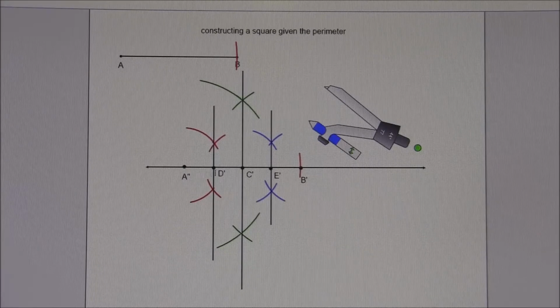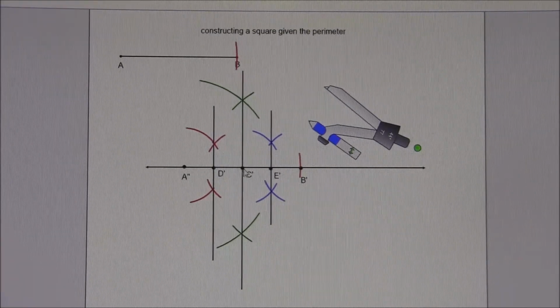A prime, D prime, bottom. D prime, C prime, right side. C prime, E prime, top. E prime, B prime, left side. So what we now have to do, since we're going to construct it, I'm going to use either this side right here, see it? Or this side right here. I don't care which side you choose.